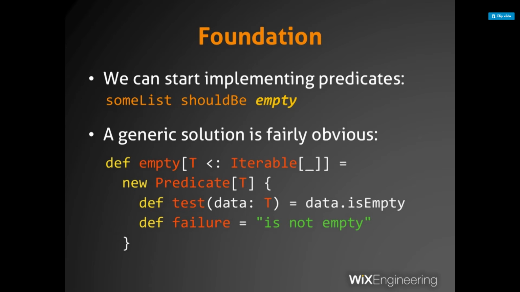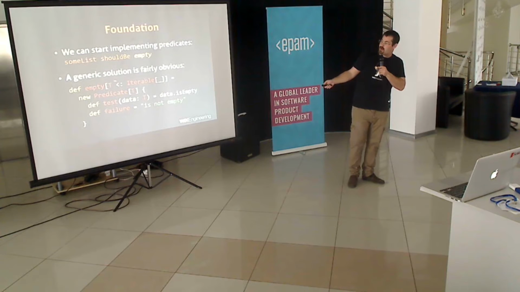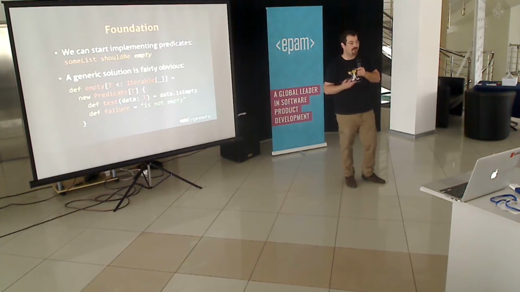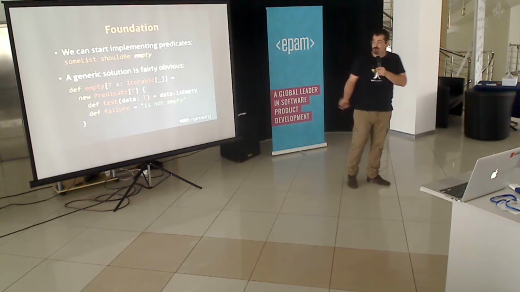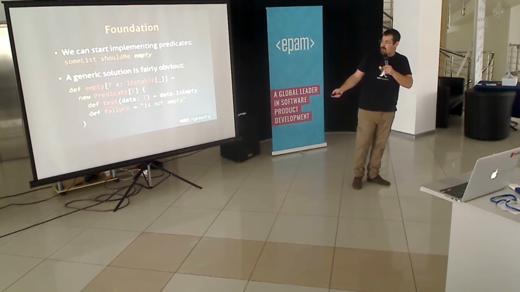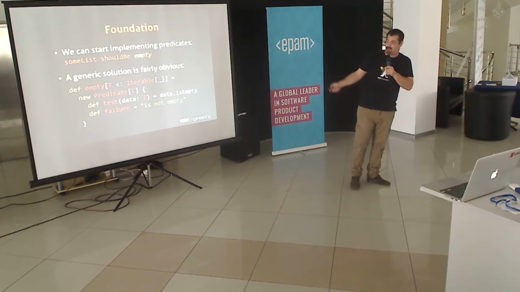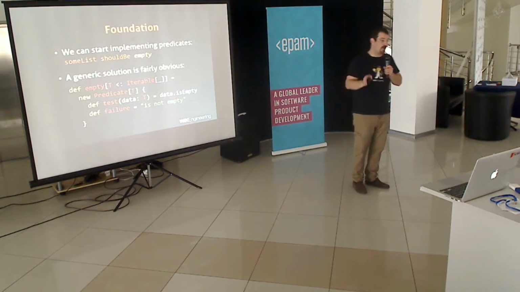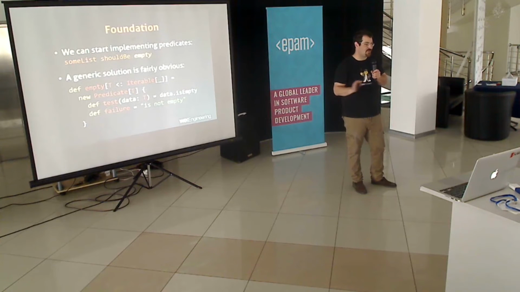We have here an empty method that takes a type parameter T. T must be some iterable. It can be a sequence or a list or a map. It needs to be a collection, right? It needs to be iterable. And the predicate, the test is really simple. I take my piece of data that I know to be iterable, and I just ask, is it empty? And the message is not empty. So this is a very trivial implementation. So far, it's pretty basic.